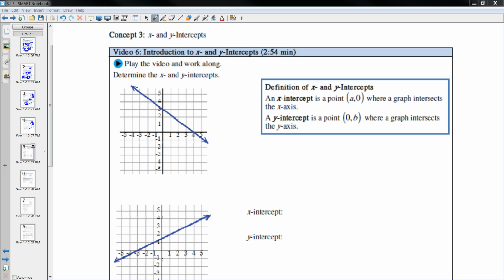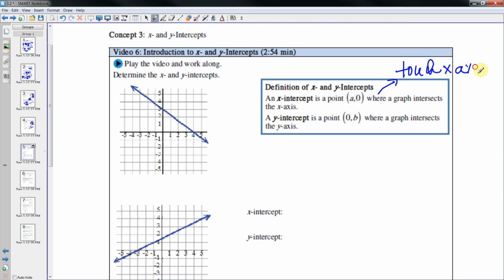Today we're going to talk about graphing with x and y intercepts and exactly what it means when we're talking about x and y intercepts. If you'll look on the page, you'll see that we've got some definitions. An x-intercept is a point, a comma 0, where the graph intersects the y-axis. So the x-intercept is where you touch the y-axis, and that is an ordered pair. The x-intercept is where you touch the x-axis.